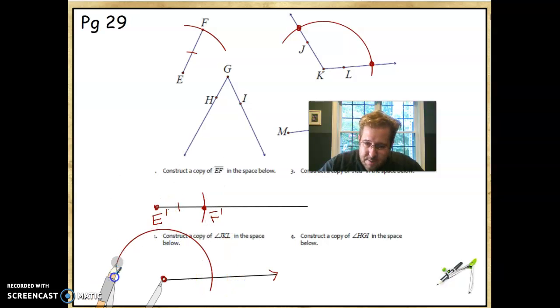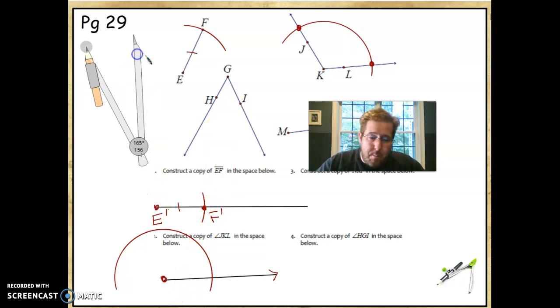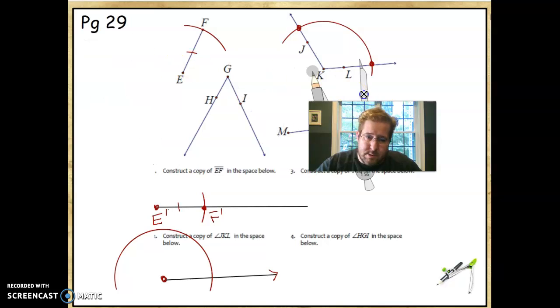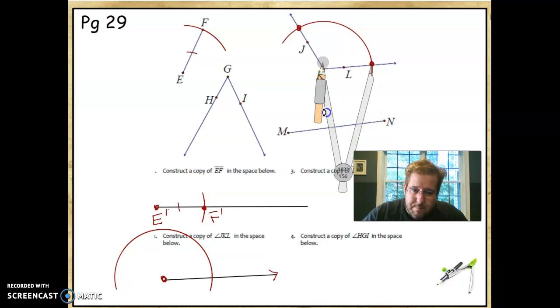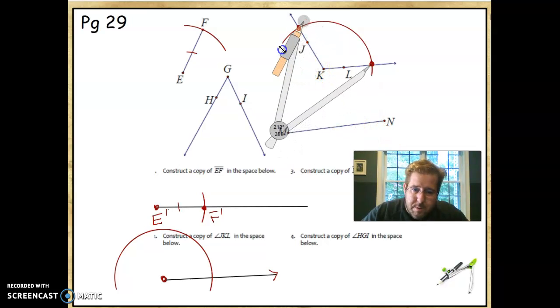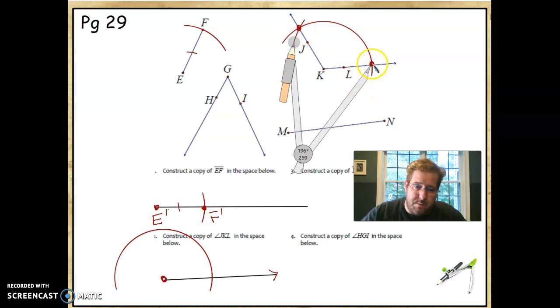Now, always try to give yourself a bigger arc than you probably need, so you don't have to go back and redo it. So then I'm going to measure from intersection to intersection. Move myself here. So I'm going to open this up a little bit more until I can intersect that point. Okay, so from here to there is that distance.